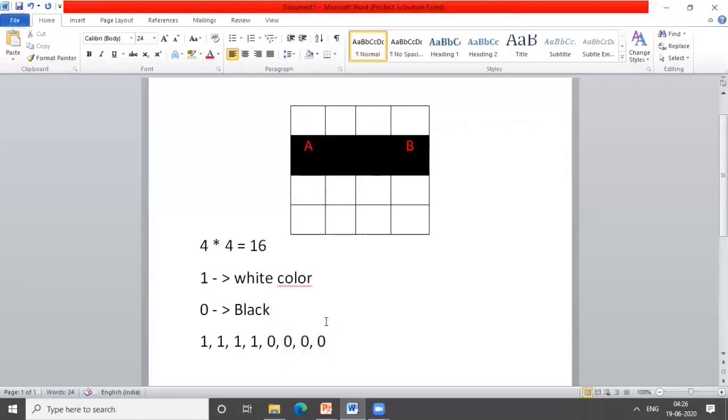After that, what will be the next value that will get stored in the memory for this particular image? Consider this next row. On the next row, again we have 4 pixels. What is the color of those 4 pixels? It is white. So for white, we have 1. Let's assume that here 1 indicates white color.